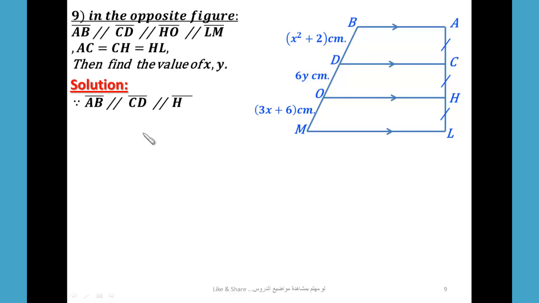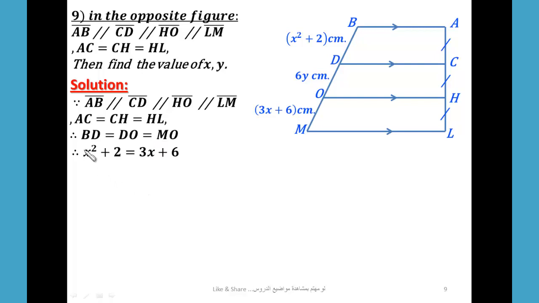We will use Thales theorem, and we write: since AB is parallel to CD, parallel to HO, parallel to LM, and the intercepted parts here are equal, then the intercepted parts on the other straight line are also equal. It means BD equals DO equals OM. What is the value of BD? BD equals x squared plus 2. We write it equals MO, and MO equals 3x plus 6.